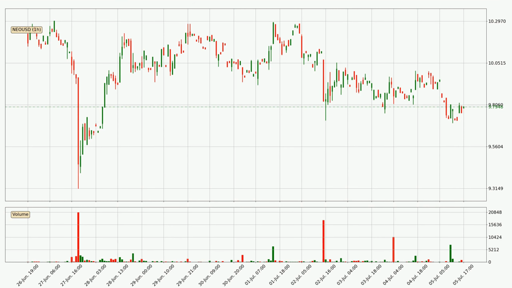Looking at the NEO hourly time frame, the price moved only slightly to the downside with around 0.9% in the last 24 hours, with a current price of 9.79.